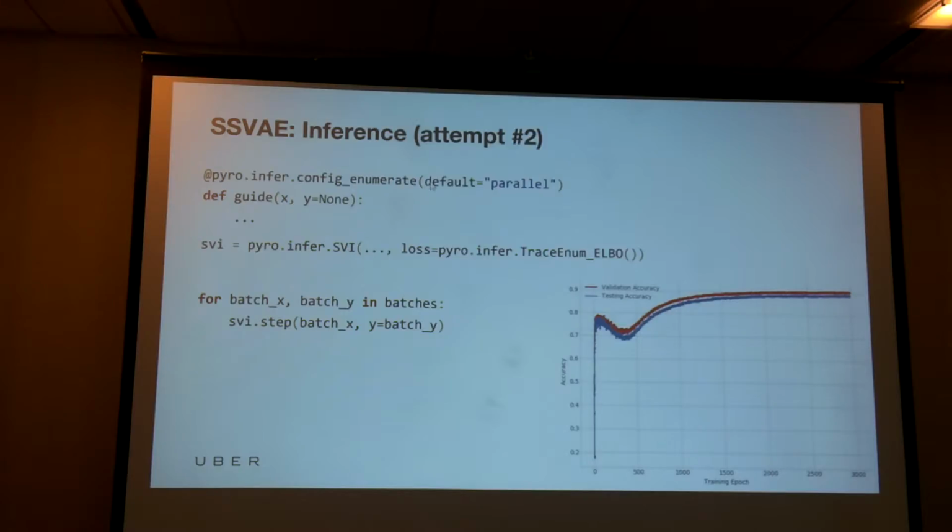So we decorate our guide. We create this slightly modified SVI object, which uses a different implementation of the same loss. And we run the inference loop again.